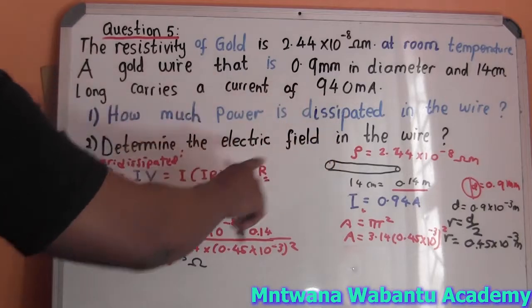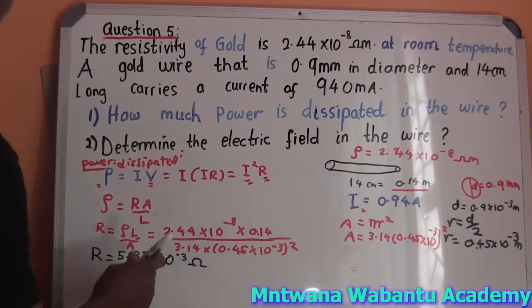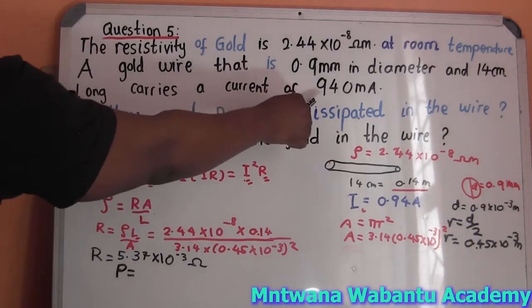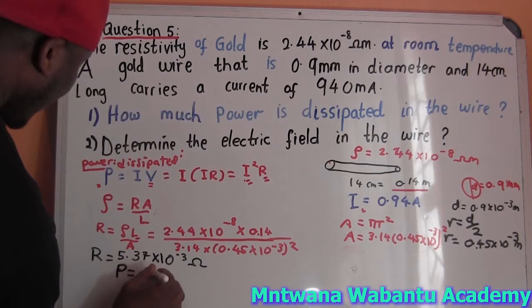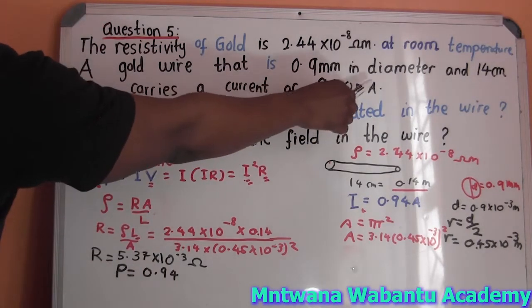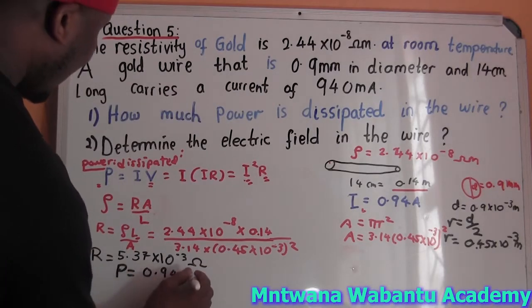So what is the power dissipated? You know what I'm saying? So the power dissipated is equal to current. Do you have a current? Oh yes, we have. We divided by 1000, which became 0.94, because you see this current is in milliampere, so it has to be in ampere. So divided by 1000 is going to give 0.14 in there.